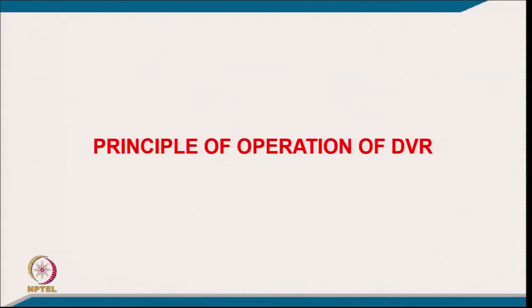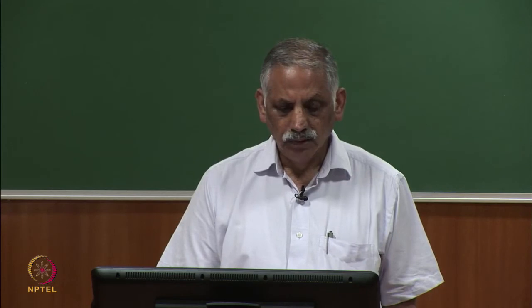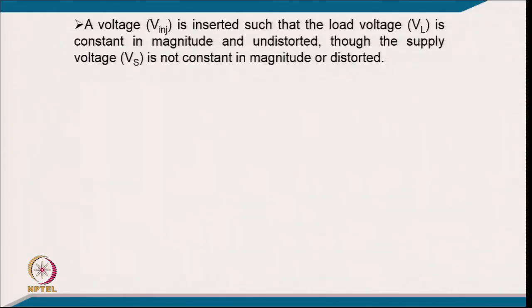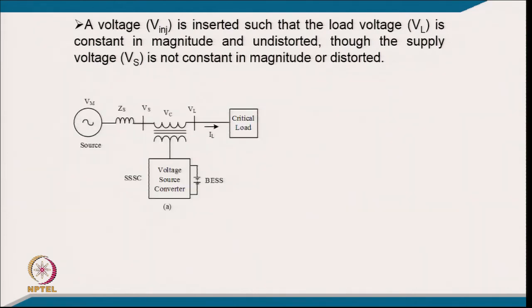So, coming to the principle of operation of this DVR, the dynamic voltage restorer or active series compensator, the voltage we inject is inserted such that the load voltage is constant in magnitude and undistorted, though the supply voltage is not constant in magnitude or may be distorted. So, in principle we have a source voltage and a source impedance. This voltage may not be regulated, it might have all the voltage based quality problems, but the voltage will be regulated across the critical load, and we already discussed the critical load.